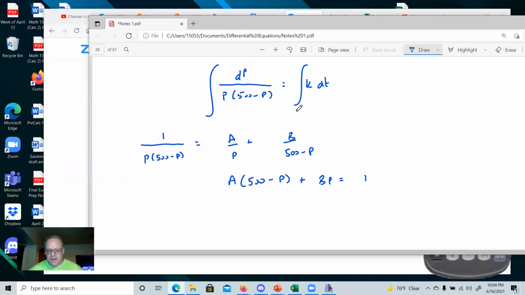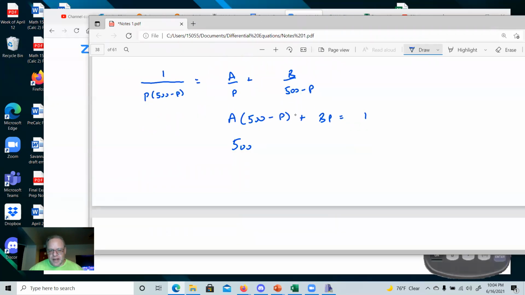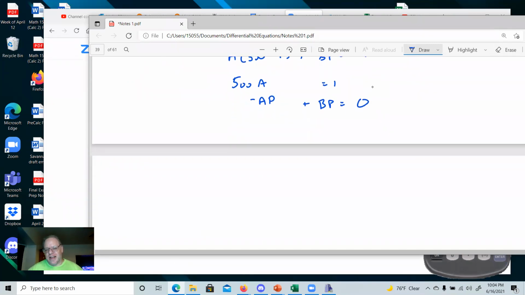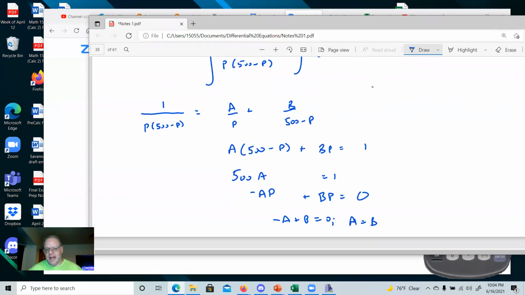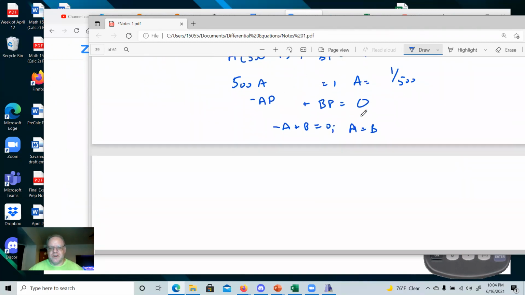All right, so let's see here. We've got 500A is equal to 1, and we have minus AP plus BP. How many P's do we have on this side? None. So it's safe to say that negative A plus B equals 0, which means that A will equal B, and A from this statement here is 1 over 500. Not so bad.